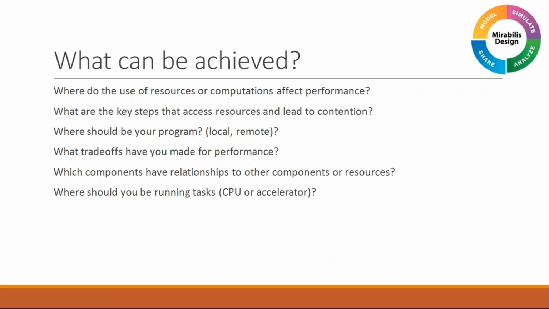And also you can have a system which includes relationships between multiple components and multiple resources. So what would be the impact of those dependencies on the total system performance? In addition, if you have multiple processing resources, how do I distribute my programs or tasks between them? So which would be my optimal mapping methodology to achieve the performance and power requirements that I'm looking for?